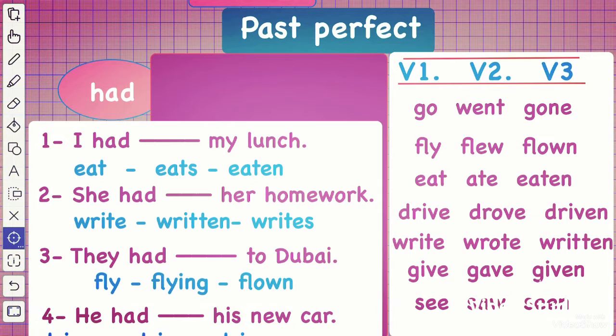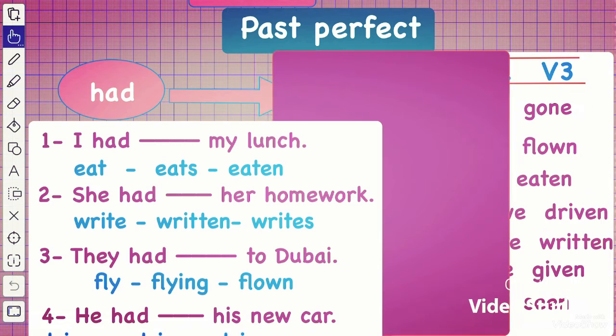And here we have see, saw, seen, and we have many other verbs that have V3, so you should learn them by heart. Why? Because you will be asked to correct the verb after had in V3. Because here the past perfect is formed with had plus V3. So you should learn all these verbs by heart.